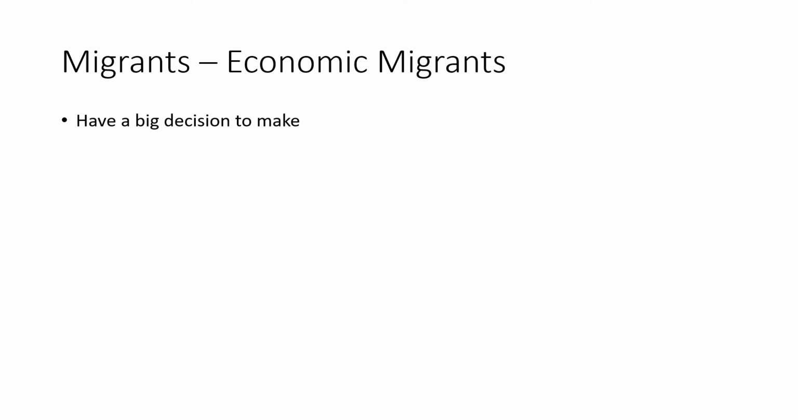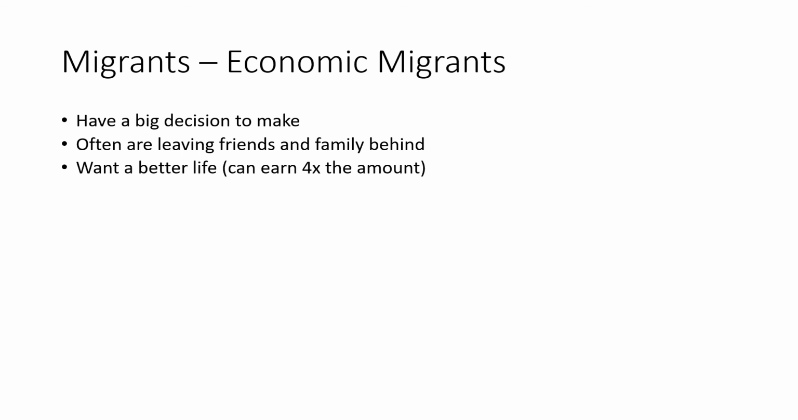Economic migrants have a big decision to make. They're often leaving families and friends. They want a better life. That's why they're coming. So we could take the instance of people coming from Poland into the UK. They can earn 4 times the amount of money here than they can in the Polish economy. So that's why they come. They're coming for better job opportunities. They're not coming to claim benefits. They're coming to work and to earn money, and maybe to send some money home as well.